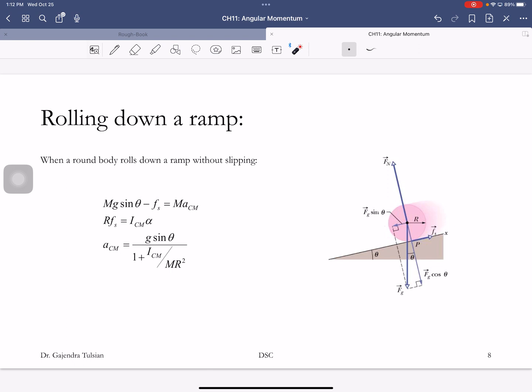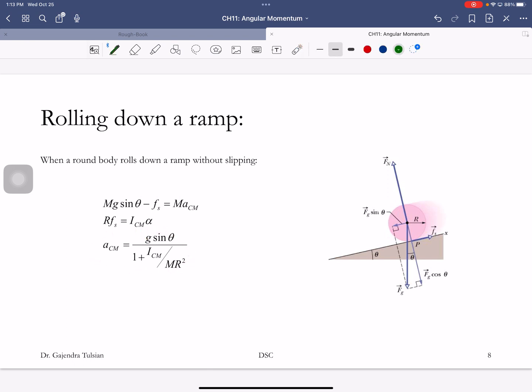There's the mg sine theta, that's the weight of the wheel. This is mg sine theta. There is the static friction force that's preventing it from slipping, and so there is the net force, and that's equal to mass times acceleration. But anyway, they've solved this here, and once you solve it, you can solve for the acceleration of the center of mass of the wheel.